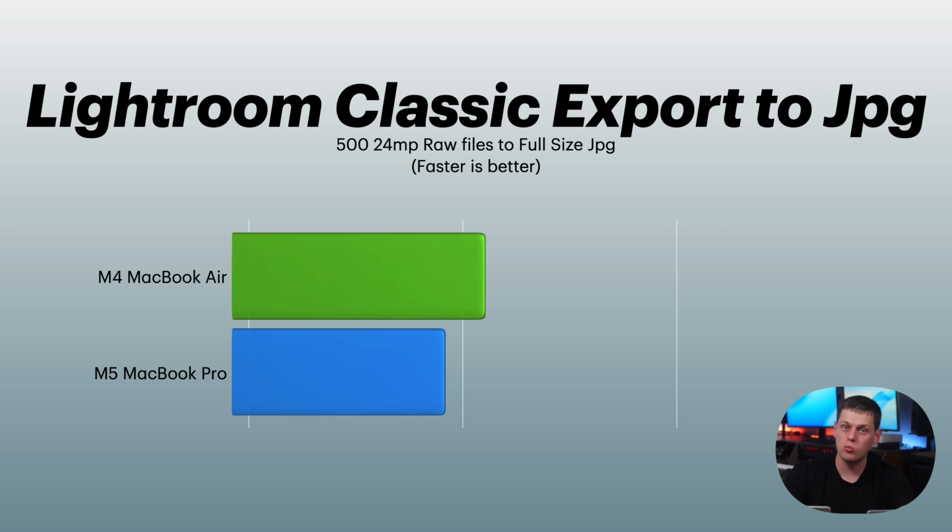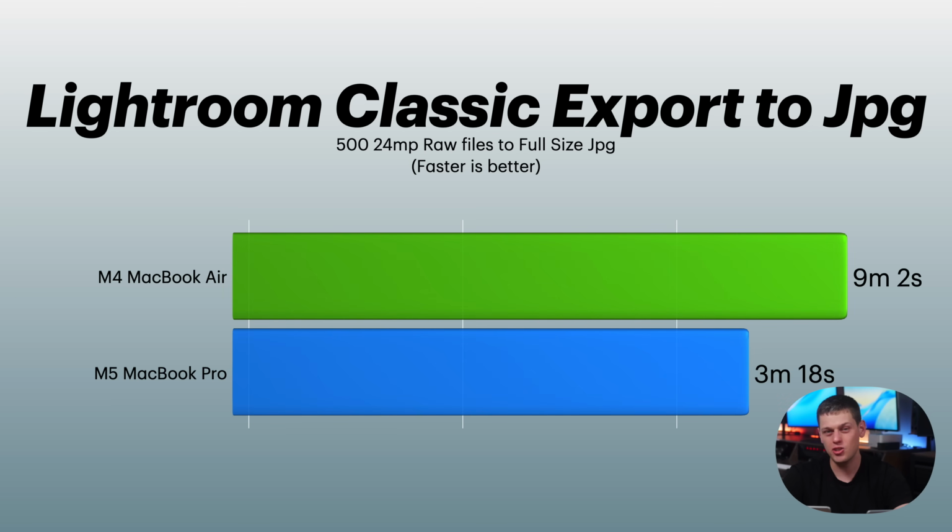The last test is the Lightroom Classic test, and this is where I really ran into the thermal throttling issues with the MacBook Air. To export 500 raw photos to JPEG took 9 minutes and 2 seconds on the MacBook Air, just 3 minutes and 18 seconds on the M5 MacBook Pro.